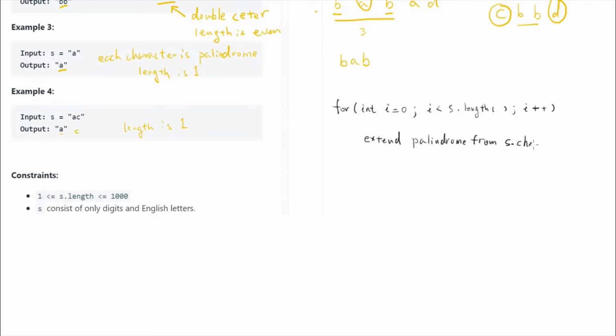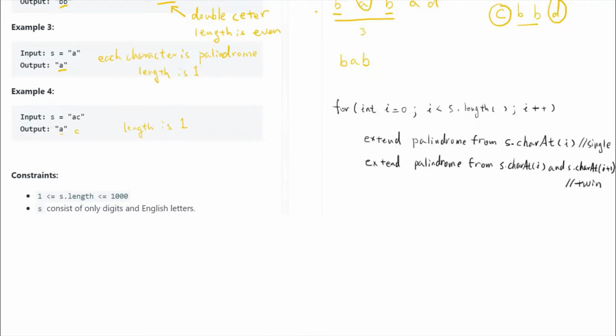Char at I. So this line of code is for single center. And the next, we also need to find a palindrome for the twin center. So we extend palindrome from char at I and char at I plus 1. And this is for the twin center.